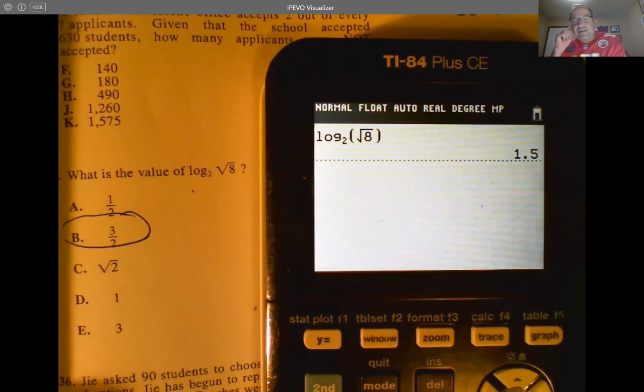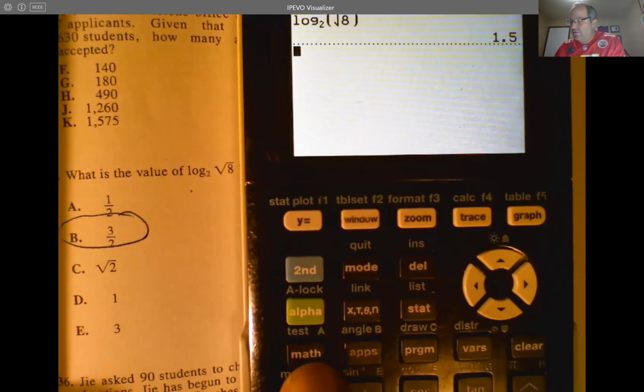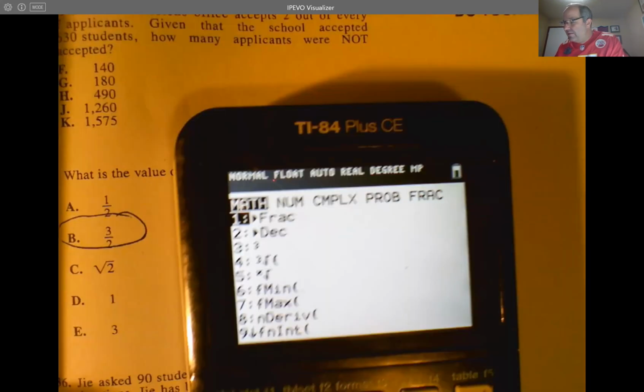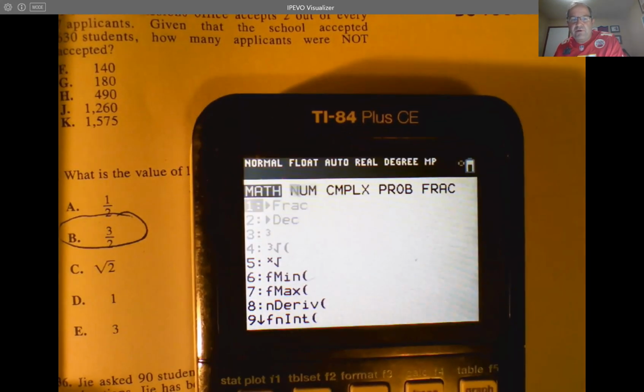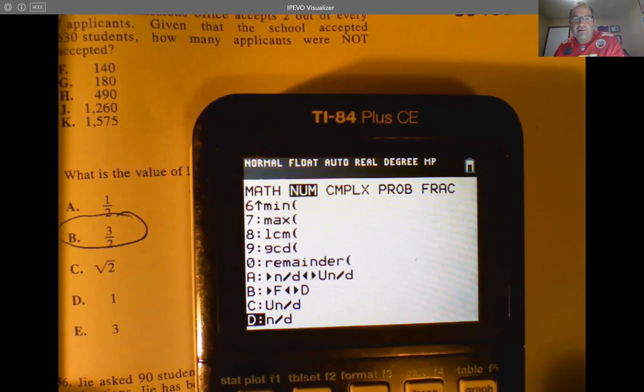Now there's another way to get that log base also, and that's if you press the math button, okay? And I think you've got to arrow over to number, and no, that's not it.